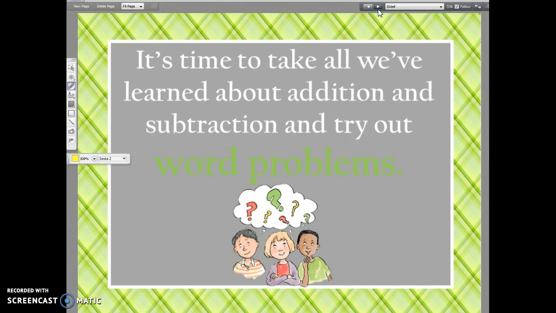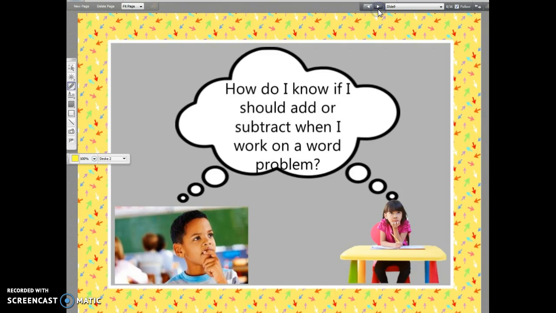Now we're going to take time to see what we've learned about in addition and subtraction and try out some word problems. How do I know if I should add or subtract when I work on a problem? Think about that for a second. How do you know if you should add or subtract when you work on a word problem?